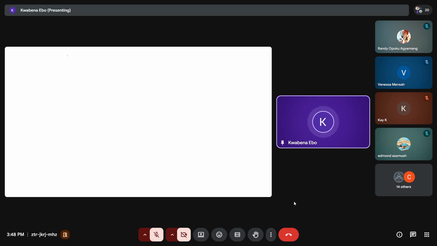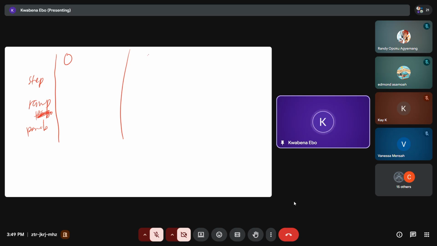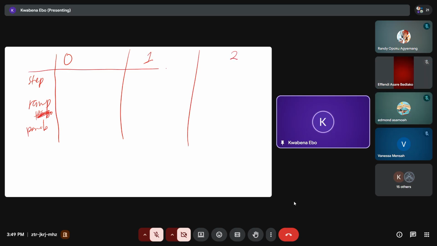Oh yeah, I forgot to mention this earlier. For a type 0 system, how do I write it? Step, ramp, parabolic. For a type 1 system, for a type 2 system. So these are the steady state errors for different systems and types of input.